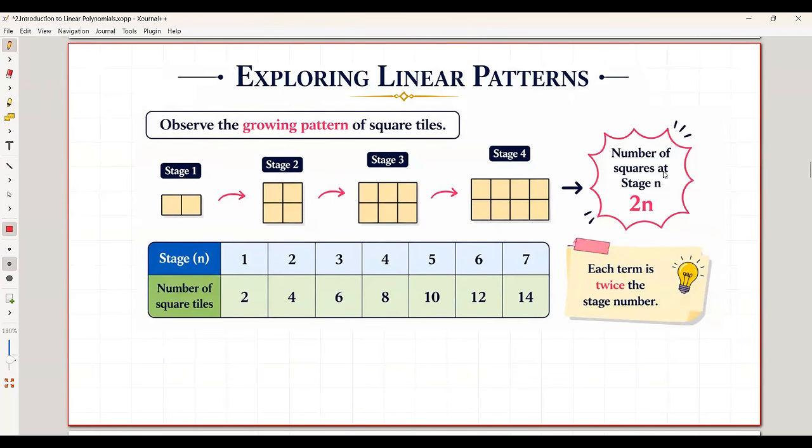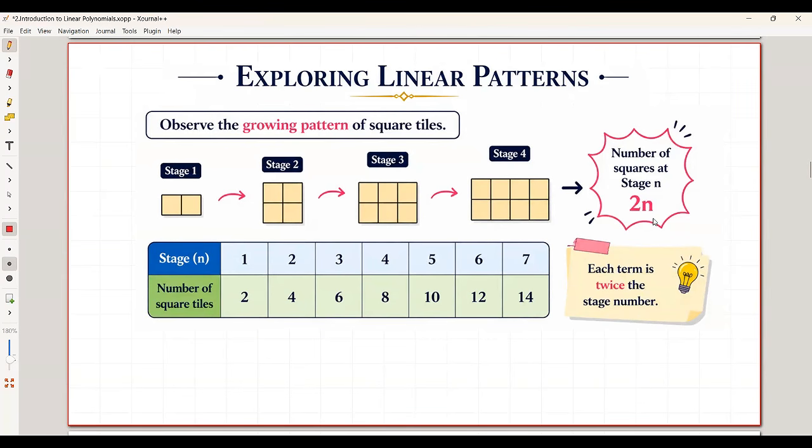Here the number of squares at each stage is 2n. Okay, 2n in general. In a general way, how will you write the linear pattern for the given stage? It is the 2n pattern. That means each term is twice the stage number. That means in the first stage we have 2 squares. The next it will become twice. Twice means 2 times. So 2 2s are 4. The next, and if it comes to third stage, 3 2s are 6, 4 2s are 8, 5 2s are 10, 6 2s are 12, 7 2s are 14. Each term is twice the stage number.